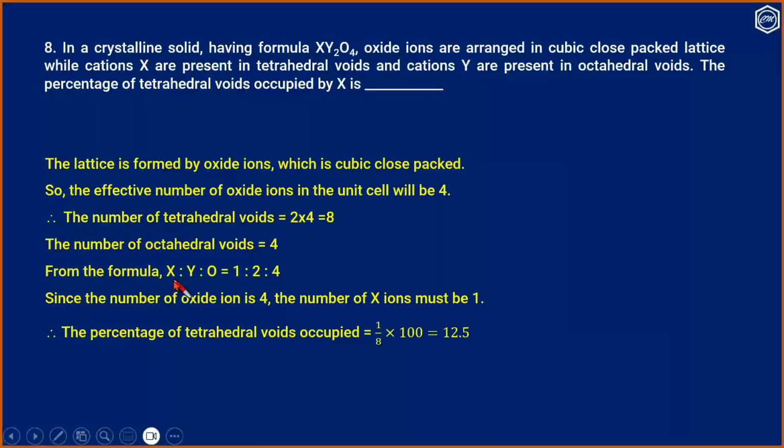From the formula, X to Y to oxygen is 1 to 2 to 4. Since the number of oxide ions is 4, the number of X ions must be 1. Therefore, the percentage of tetrahedral voids occupied equals 1 by 8 into 100, that is 12.5.